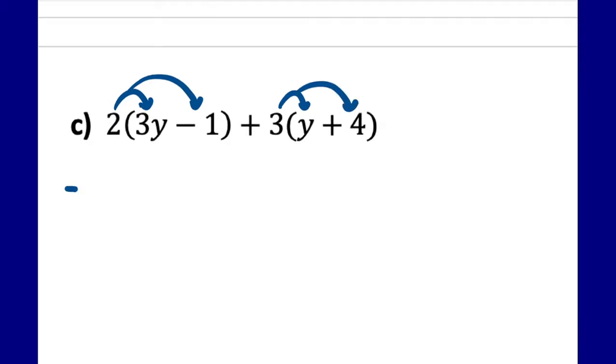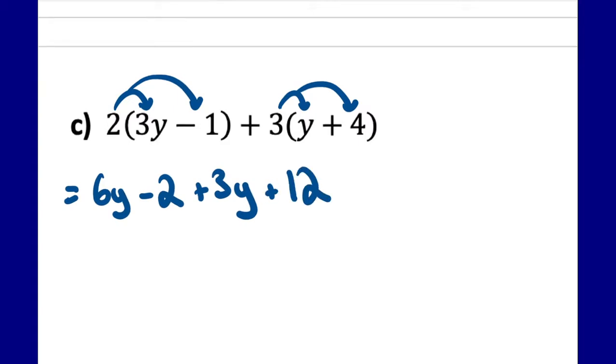So let's go through. 2 times 3y is 6y. 2 times negative 1 is negative 2. Positive 3 times y is positive 3y. Positive 3 times positive 4 is positive 12.